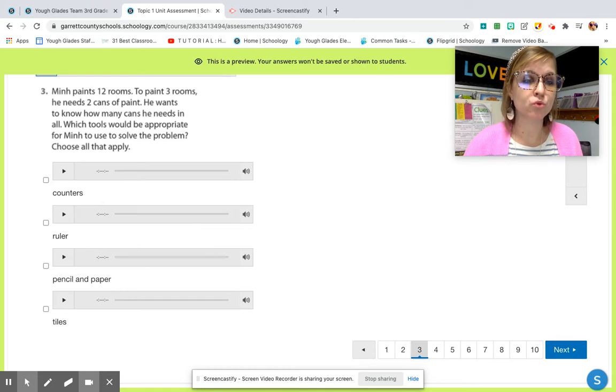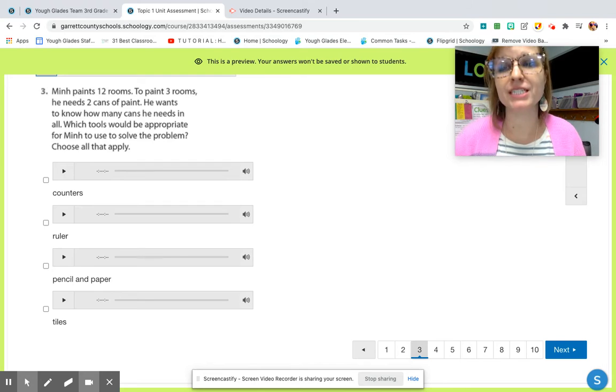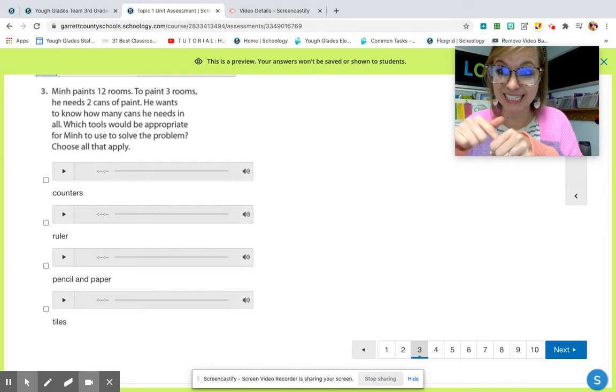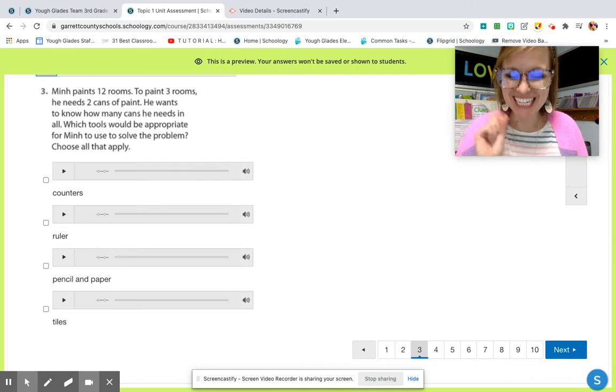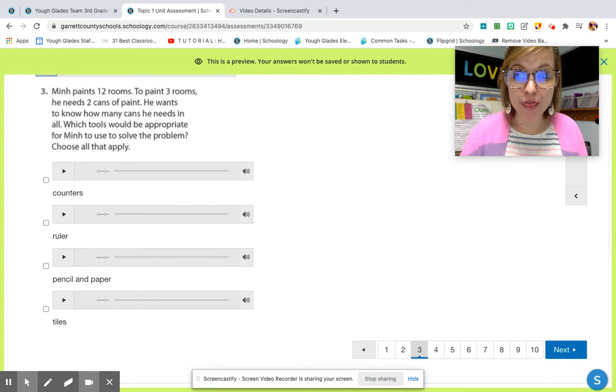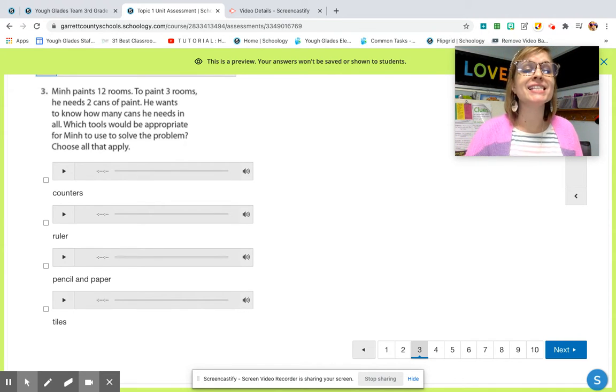Counters, ruler, pencil and paper, and tiles. Tiles are like those things that I sent home. Tiles are those little tiles that I sent home for arrays. So choose all that applies, okay? Now that doesn't mean choose all of them. That means there are multiple answers to this question. All right, let's move on to number 4.